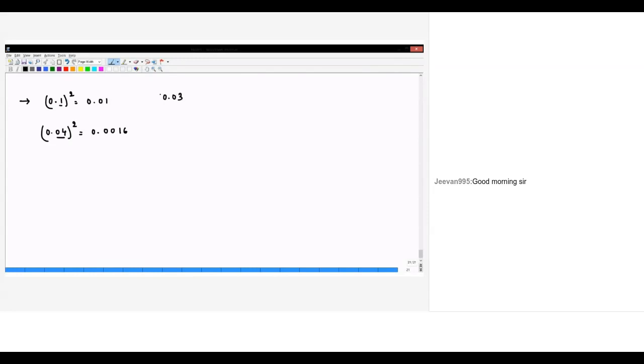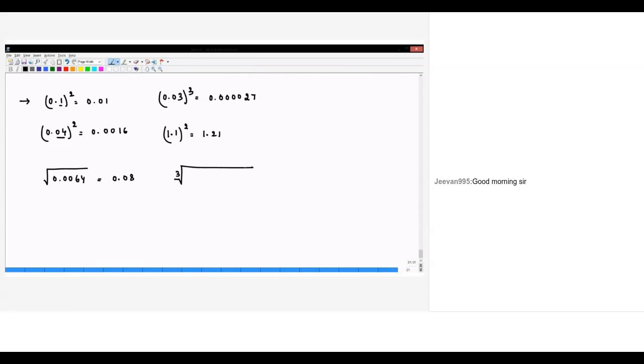0.03 cubed. After the decimal point you have two digits, but in its cube you'll have six digits. But what is 3 cubed? 27. Right? 1.1 squared, so 1.21. After the decimal point you'll have 2. Something like that. Root of 0.0064. Root of 64 is 8. But here 4 digits means in its square root you'll have 2. Therefore that is 0.08.